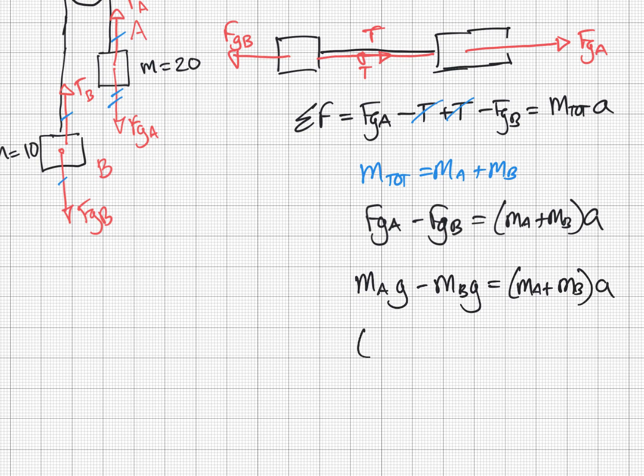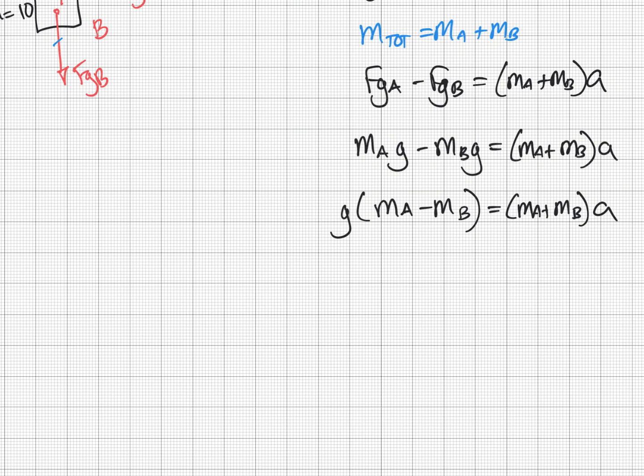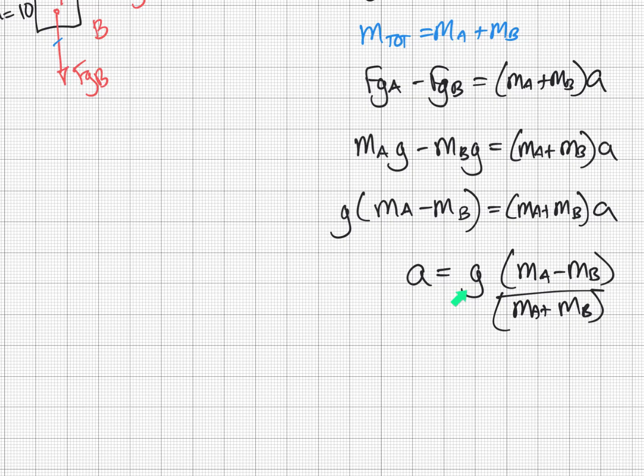And I can pull out my g here, and it's mass A minus mass B equals mass A plus mass B times acceleration, right? And so what we would see then is acceleration. If I were to solve for acceleration, acceleration equals gravity, mass A minus mass B divided by mass A plus mass B. And so it's going to be some ratio of gravity, right?